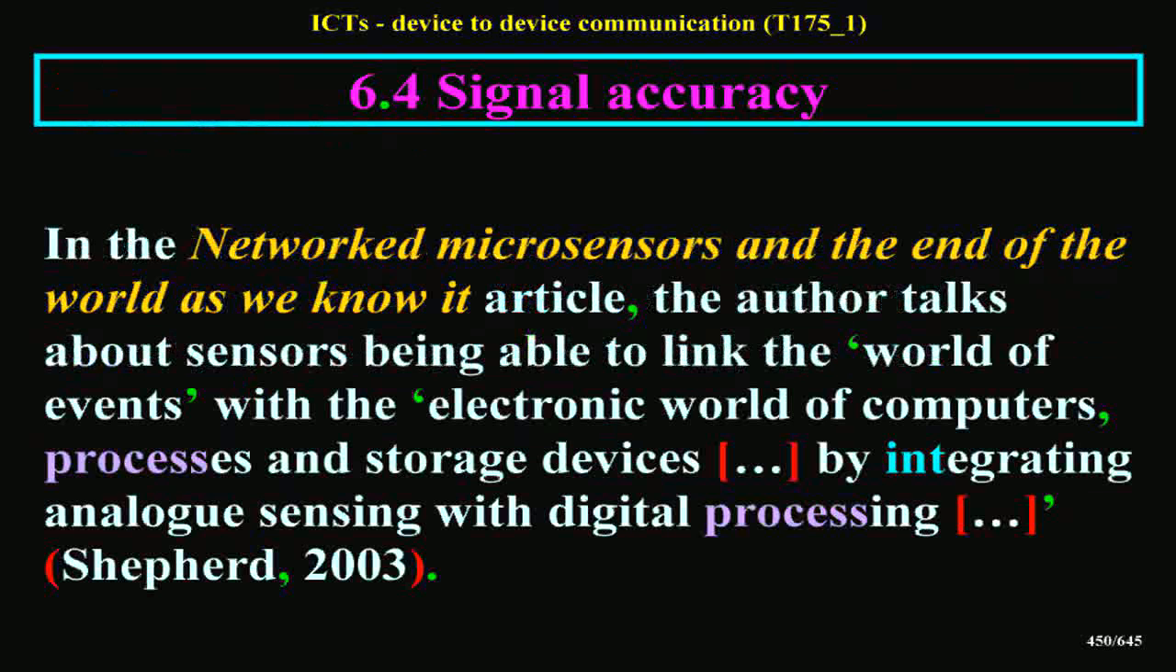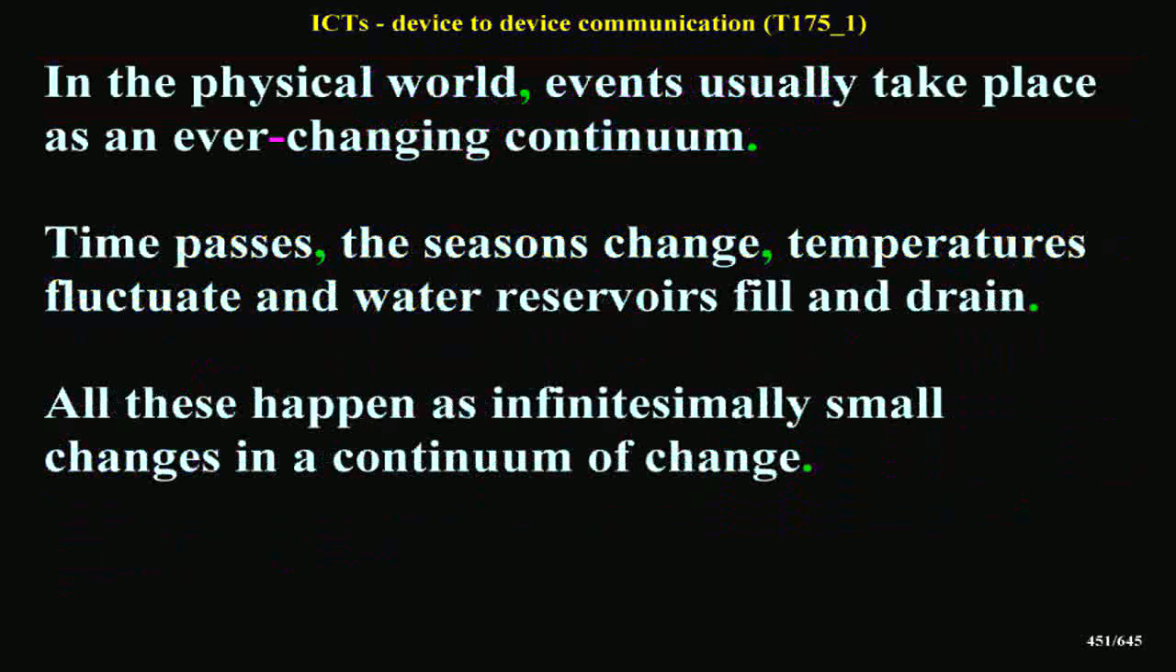6.4 Signal accuracy. In the Networked Microsensors and the End of the World as We Know It article, the author talks about sensors being able to link the world of events with the electronic world of computers, processes and storage devices by integrating analog sensing with digital processing (Shepard, 2003). In the physical world, events usually take place as an ever-changing continuum. Time passes, the seasons change, temperatures fluctuate, and water reservoirs fill and drain. All these happen as infinitesimally small changes in a continuum of change.